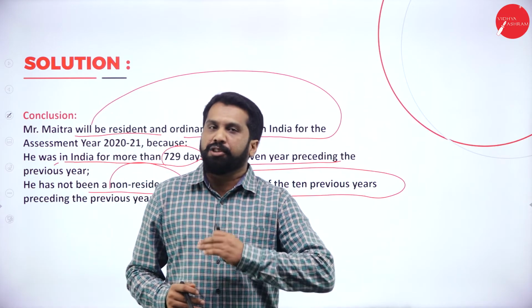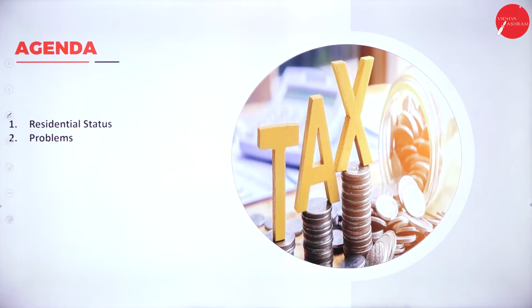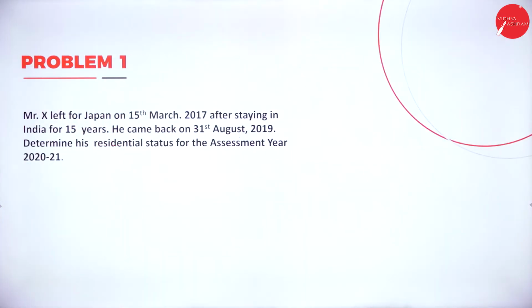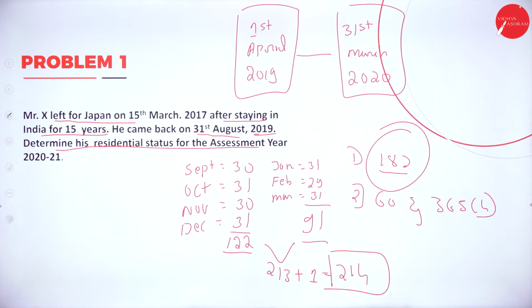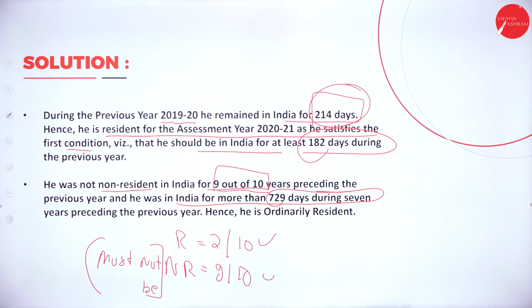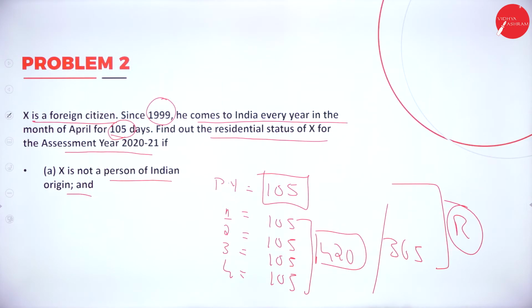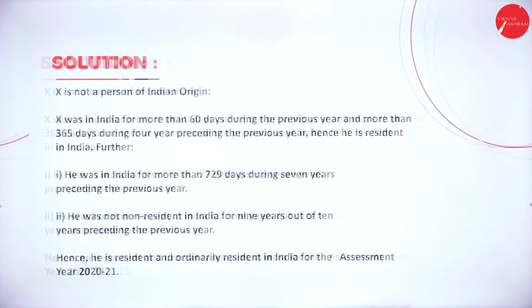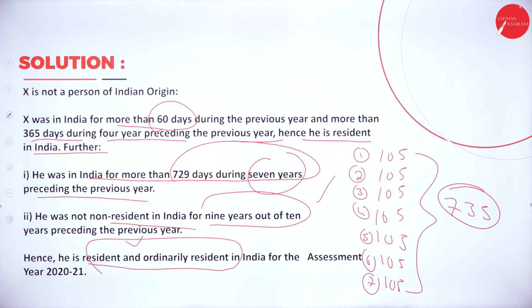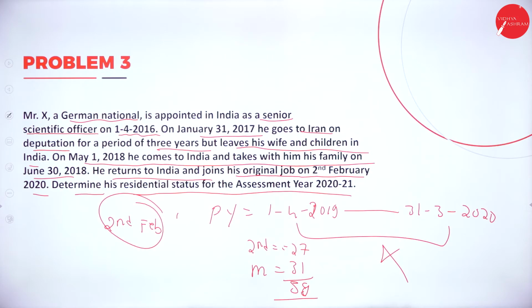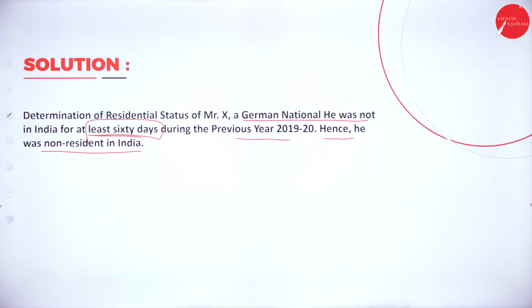If you want to take a screenshot, please take. So this will be your agenda for the day. Problem number 1. So please take down the calculation so that it is easy to calculate. So this will be your answer. For your examination, your answer must be presented like this. This is your question number 2 with working note. There is a solution for your question number 2. Question number 3. Solution for that. He was not there for more than 60 days. So further calculations are not required.